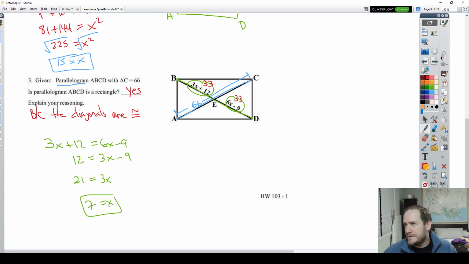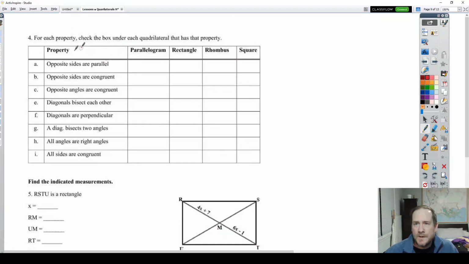So that's 3. Moving on. For 4, we're just filling in all these properties. We did this in the Desmos, but it might be nice to see it again. So are the opposite sides parallel? Yeah, that's true for everybody. I'm just going to give everybody a check mark. Are the opposite sides congruent? Yeah, that's true for everybody too. The opposite angles are congruent? That's true for parallelograms, so it's true for everybody.